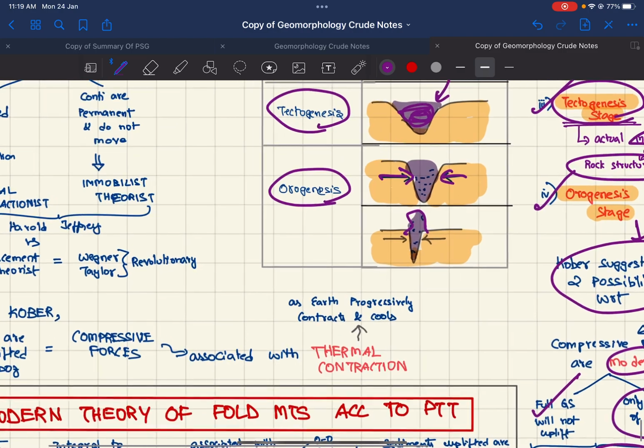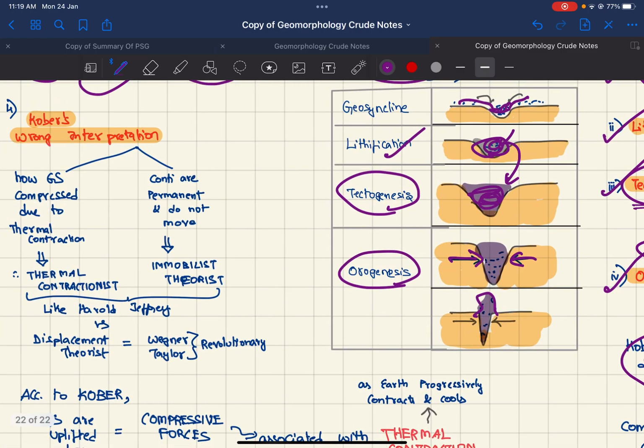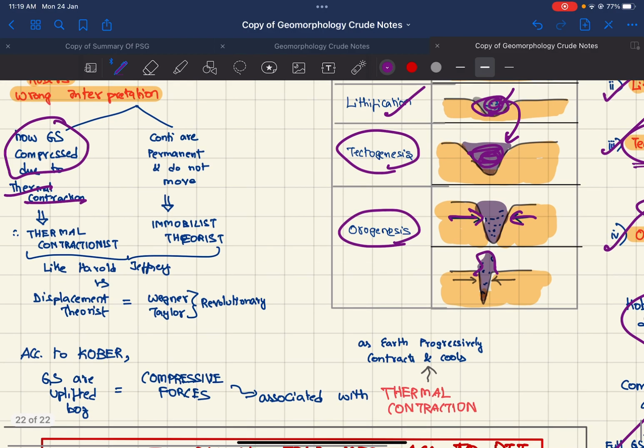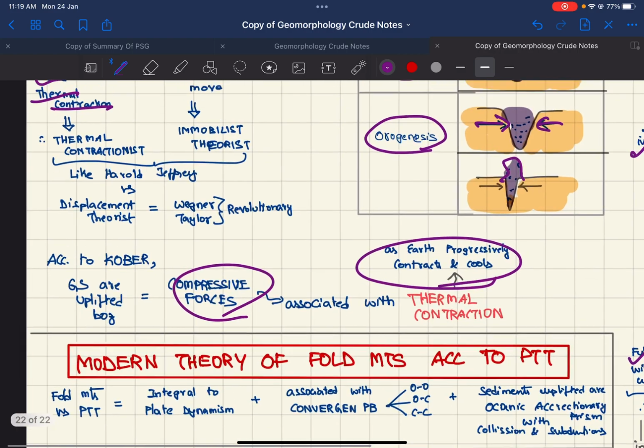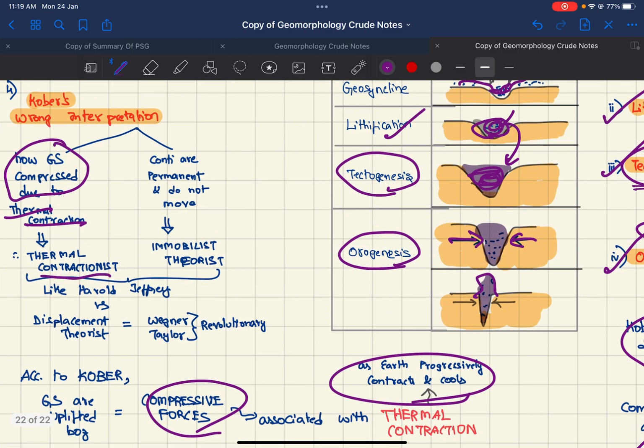So what are Kober's mistakes? He made two mistakes. First, he explained geosyncline compression due to thermal contraction, which is happening because of the earth cooling. The compressive forces are due to the progressive cooling and contraction. Therefore, he was a thermal contractionist. And also, according to him, continents are permanent and do not move. So he was an immobilist also.